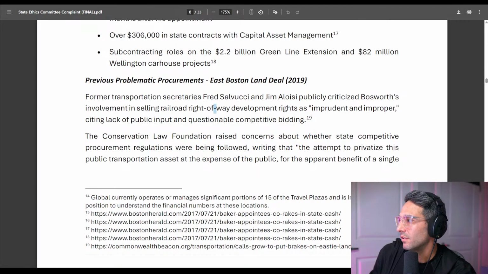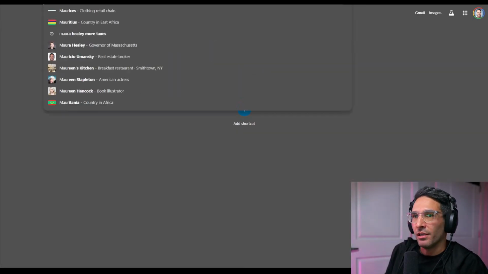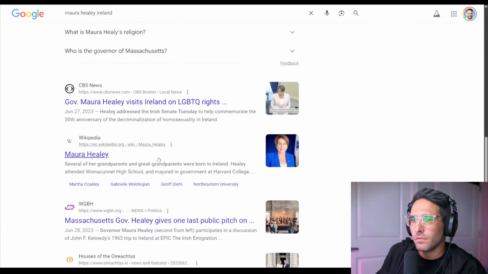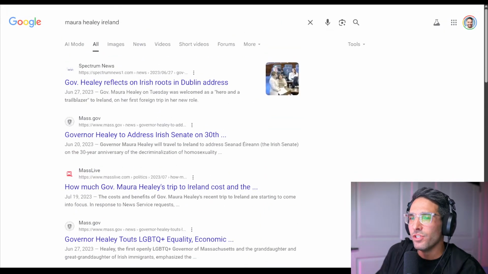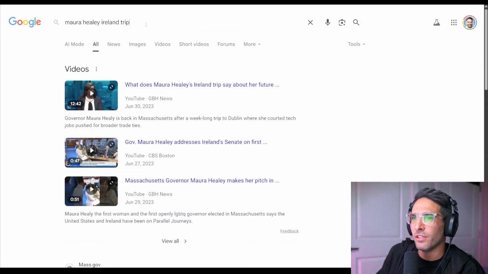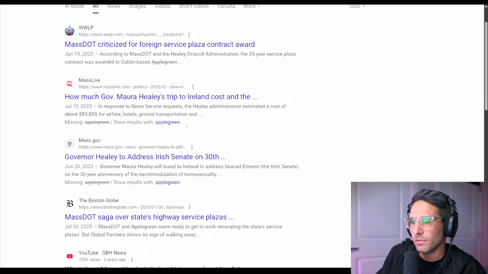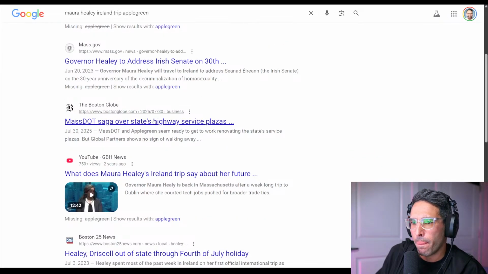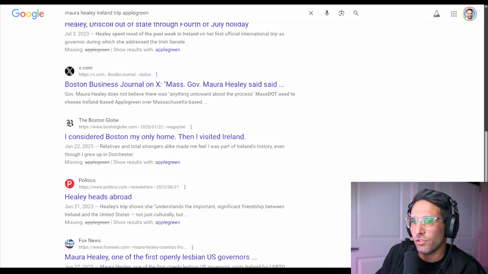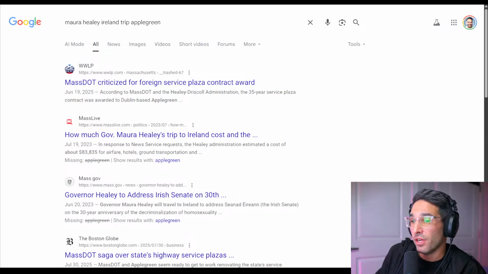Oh, wait a second here. Okay, previous problematic procurement. You know what I'm thinking about? So Apple Green, hold on. Wasn't Governor Healey traveling? I'm curious. Ireland trip, Apple Green. To address the Irish Senate. MassDOT used to choose Ireland-based Apple Green. I consider. Well, she was there. I don't know if there was anything going on.